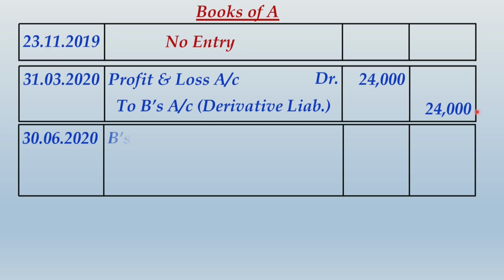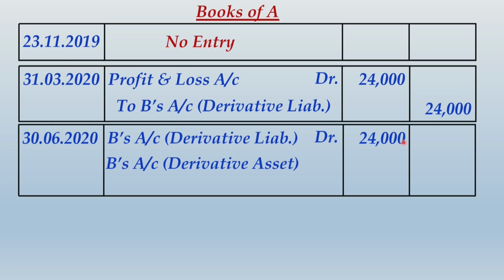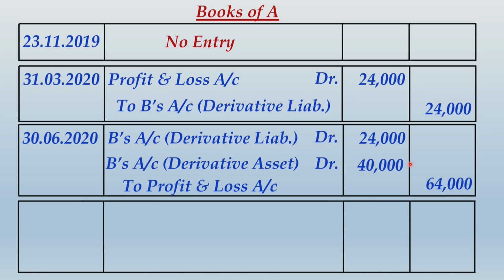So what A will do, A will write off that derivative liability of 24,000, instead recognize a derivative asset of 40,000, and the corresponding credit will be given to P&L by recognizing the profit of rupees 64,000. Now friends, this derivative liability has been knocked off, but now a derivative asset has been recognized. What you will do now is, you will offset this derivative asset in the immediate next entry, that is the settlement entry. How you will do that?